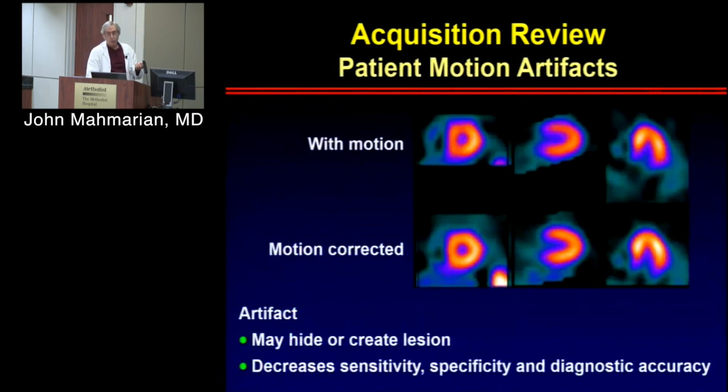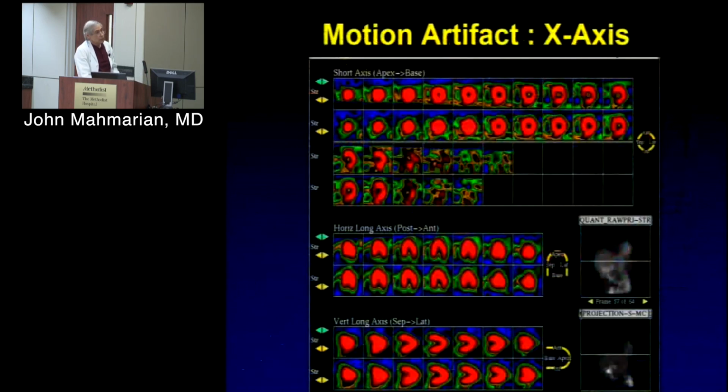You can see what happens with motion. This is with motion. You get these kinds of artifacts here. This is motion corrected. You can see those artifacts go away. So artifacts can hide or create lesions, and they can decrease sensitivity, obviously, in your diagnostic accuracy. This is just an example of a case of a ramp filter artifact.